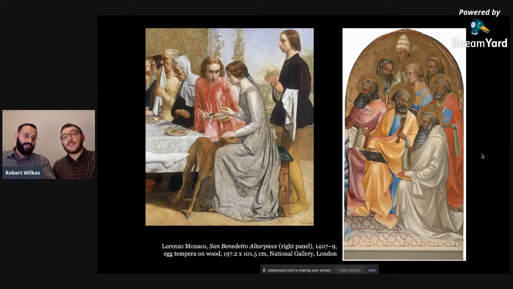And you can see that Millet has actually visually quoted these figures of the saints here in the figures of Lorenzo and Isabella sitting at the table. So Millet was directly inspired by the art before the time of Raphael in composing a very striking picture that was painted in a very groundbreaking way.